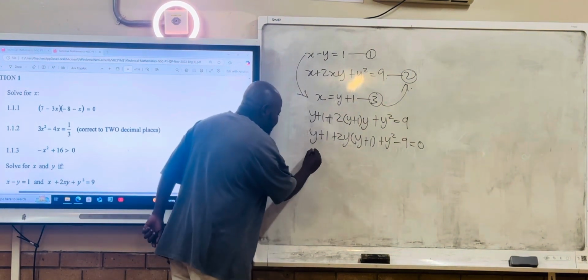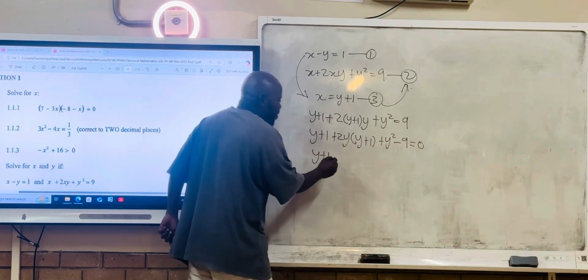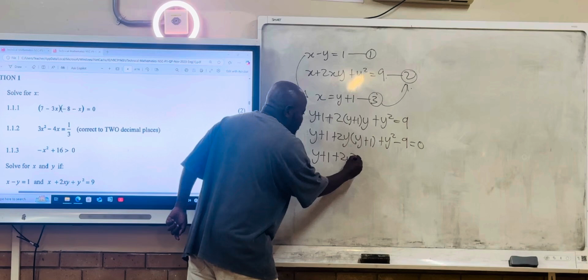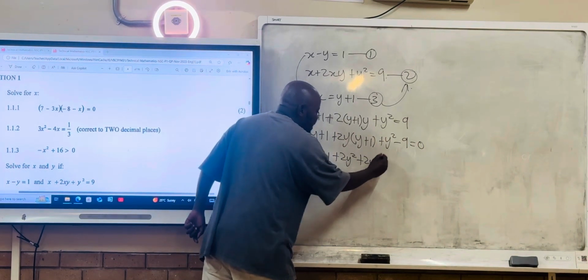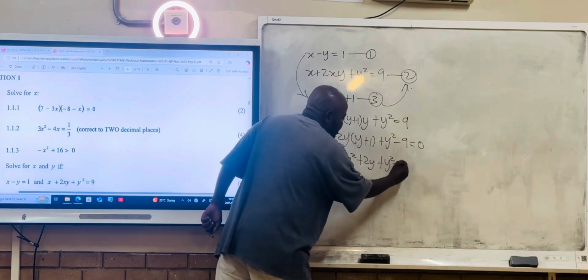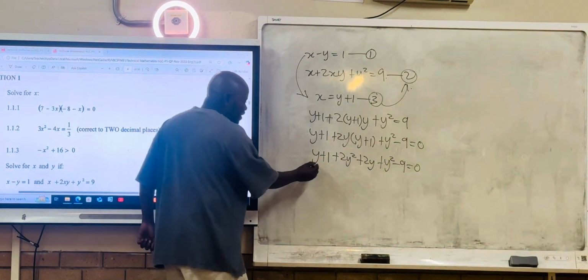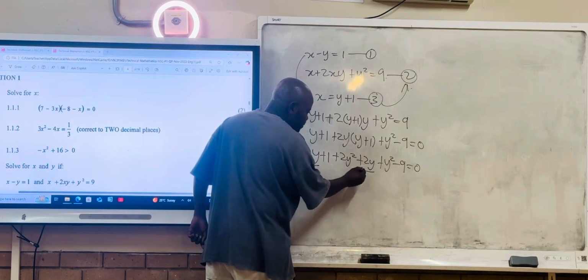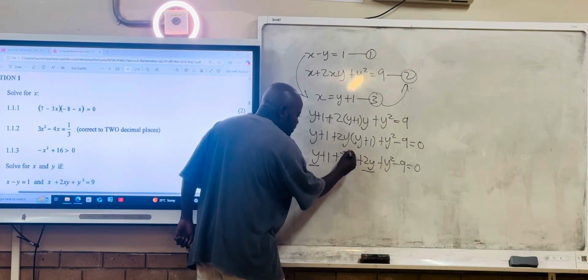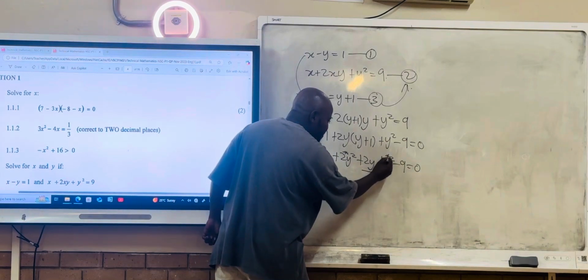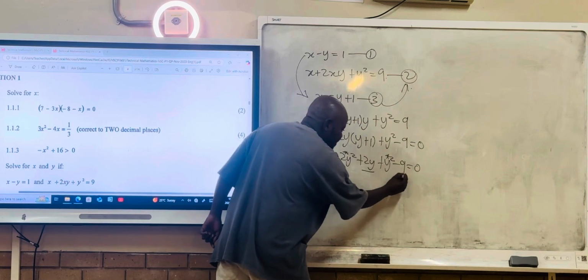So we have y plus 1, and 2y multiplied by y will be 2y squared, and 2y multiplied by 1 will be 2y. Plus y squared minus 9 will be equal to 0. Now we have like terms. Are we together? We have like terms, and we have like terms there.